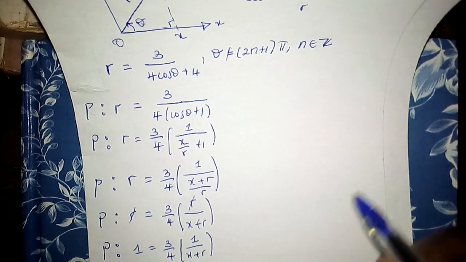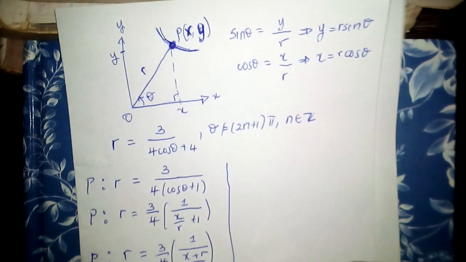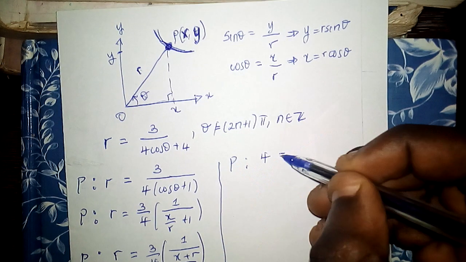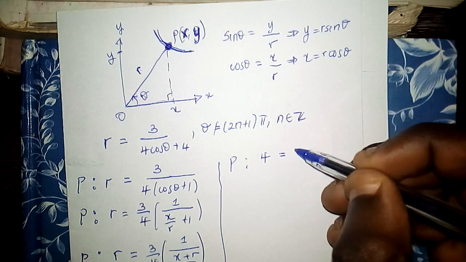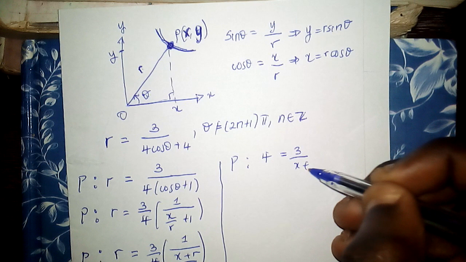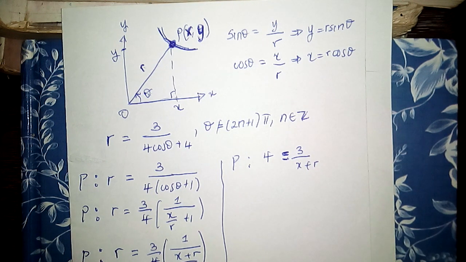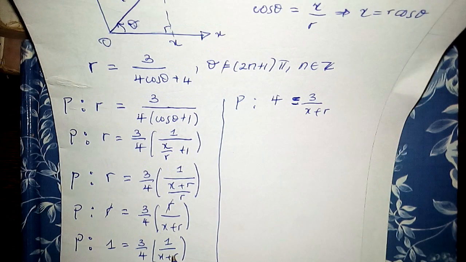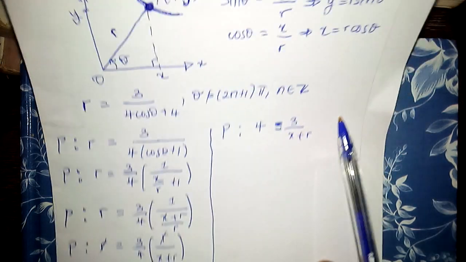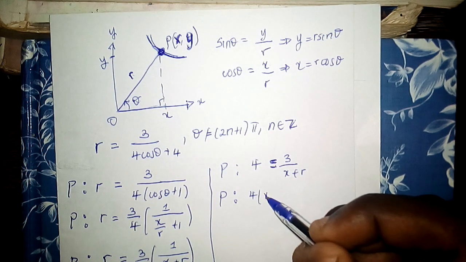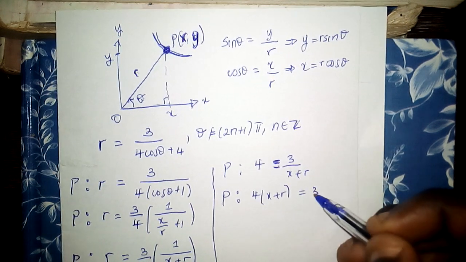Alright, now I can do a little bit of gymnastics. We can multiply and then we see what we get. So our parabola P is given by 4 is equal to 3 divided by x plus r. Okay, that's from this step here, right? I cross multiply with 4. Anyways, we are also going to send this denominator to this side here. So our parabola P will be defined by 4 into x plus r to be equal to 3.